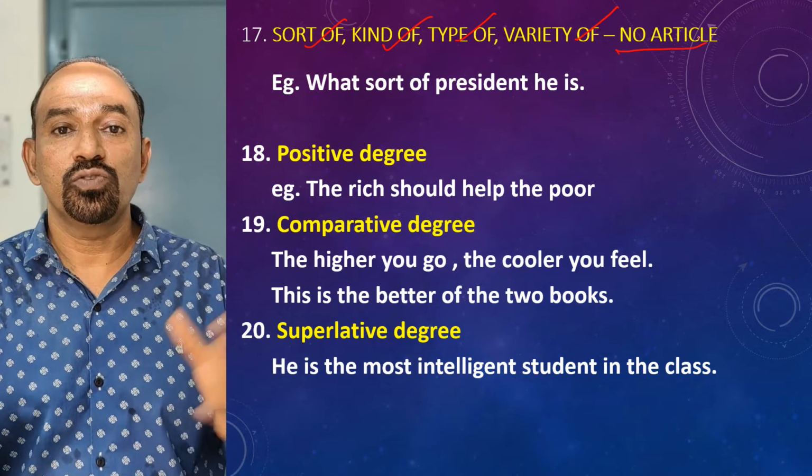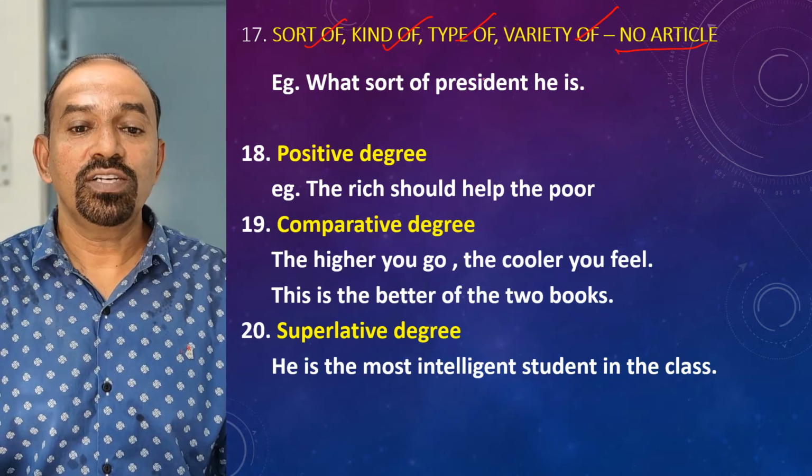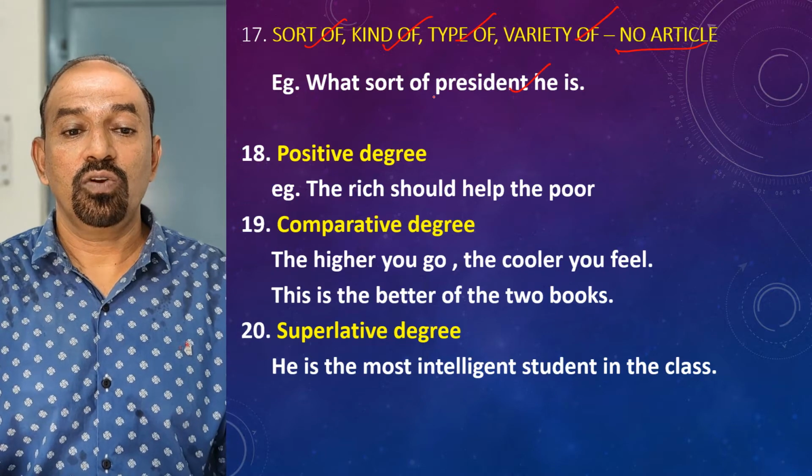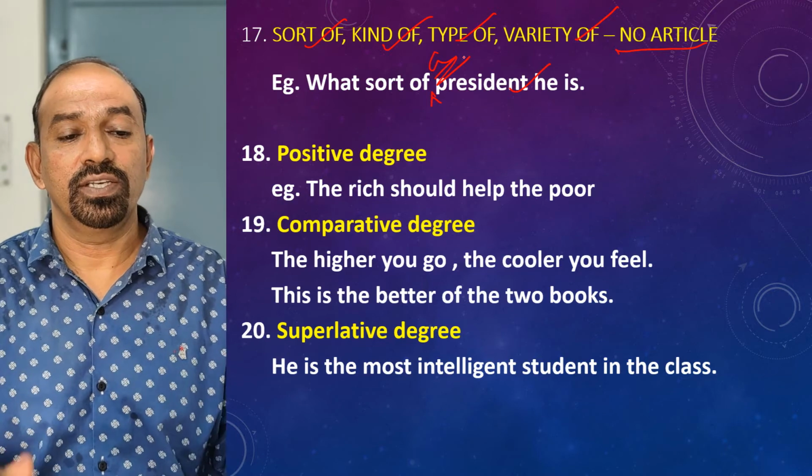Then sort of, kind of, type of, variety of: no article is used with these phrases. What sort of president he is, not what sort of a president. What sort of president he is.